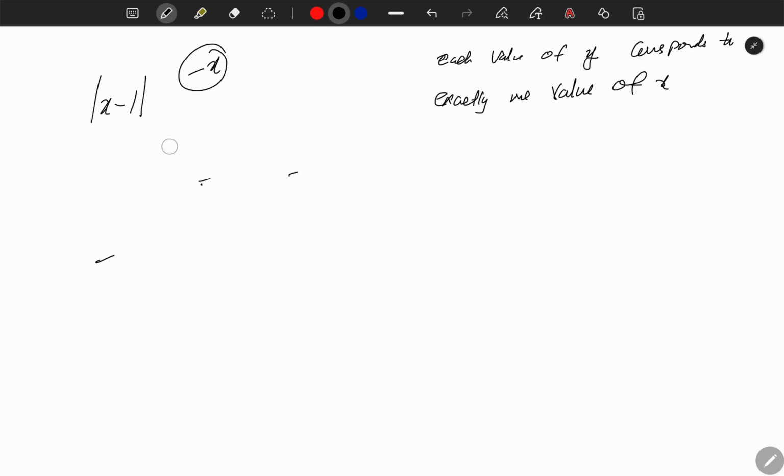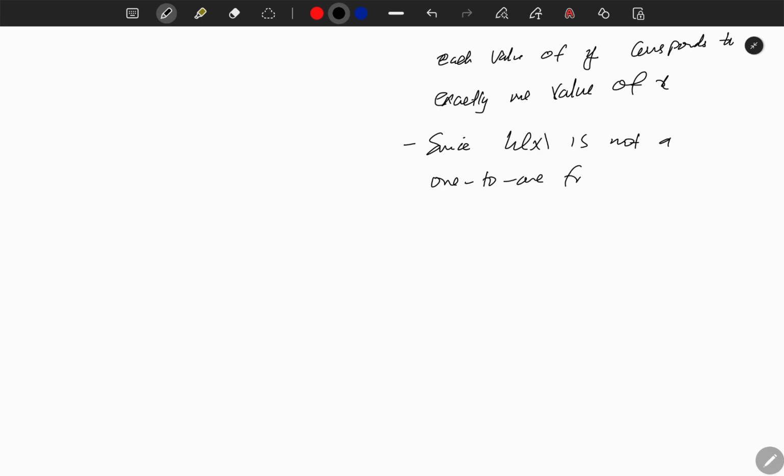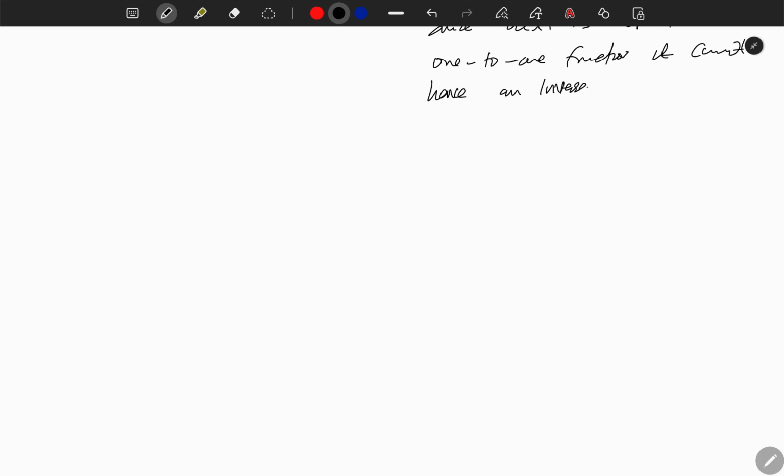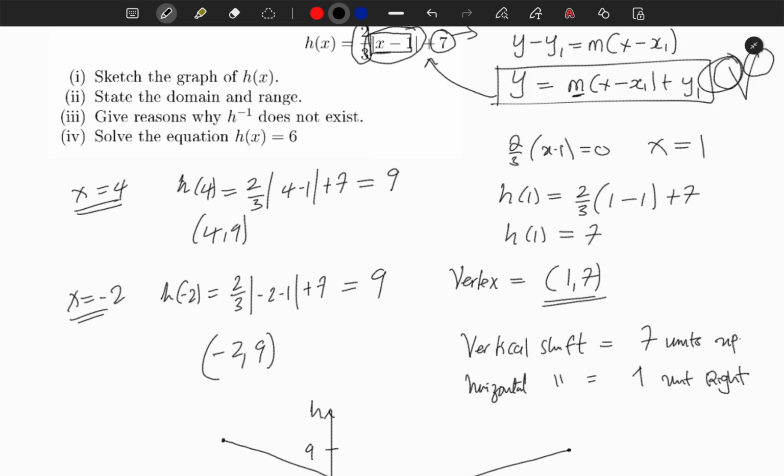By the way, I think I've explained enough. Just give that reason of 1 to 1. So now we can conclude: since h of x is not a 1-to-1 function, it cannot have an inverse. We are done. We can now move on to part 4.